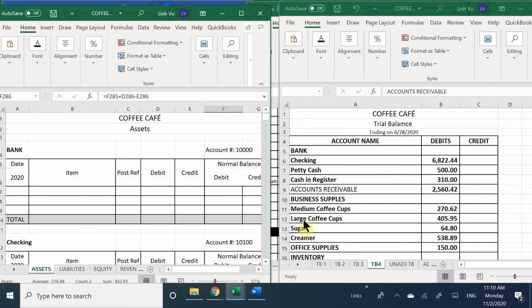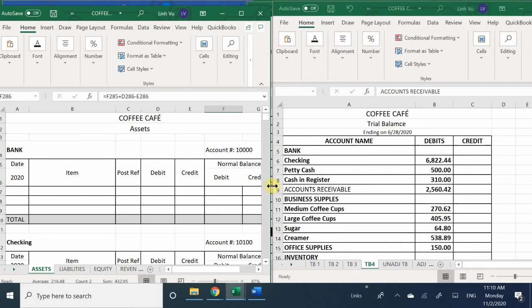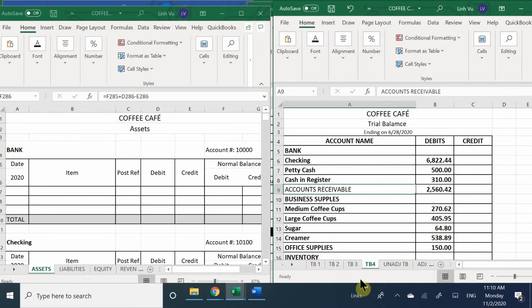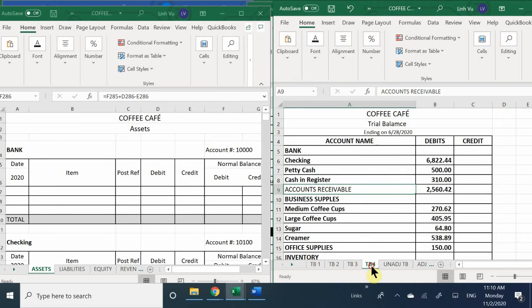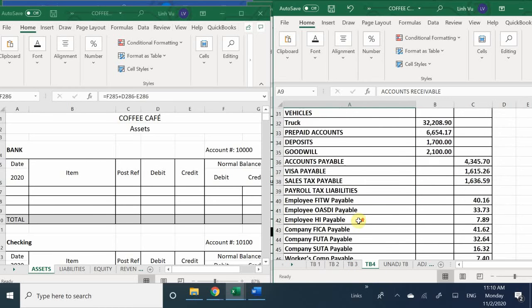All right, so if you guys are using Excel, the quick and easy shortcut is to just make a copy of the worksheets and then we just fill in the rest of the information. That's exactly what I'm going to do. So I'm going to go ahead and click my trial balance 4 because that was the last thing I've done with all the accounts that I've created.